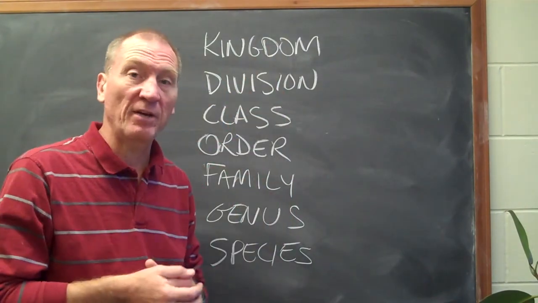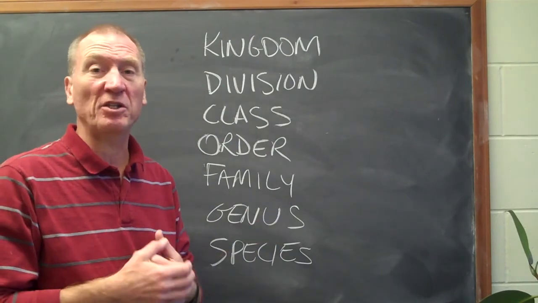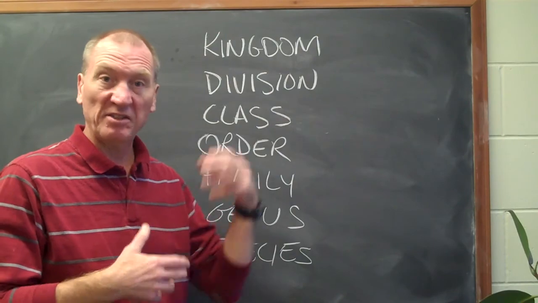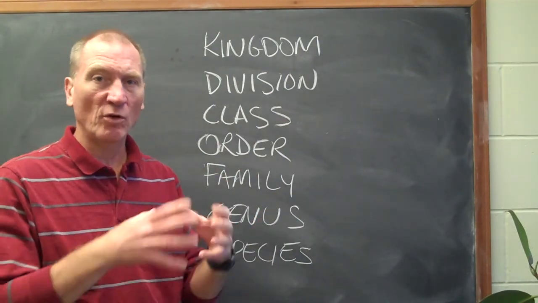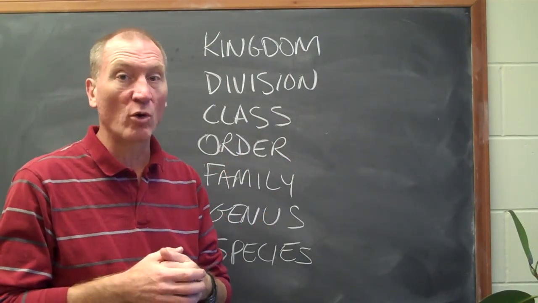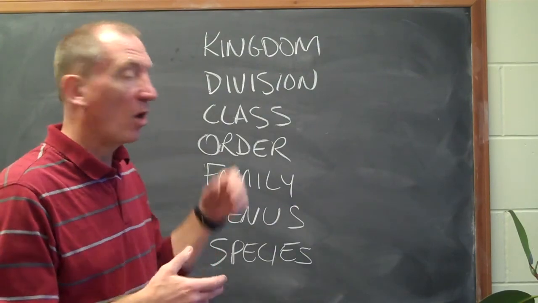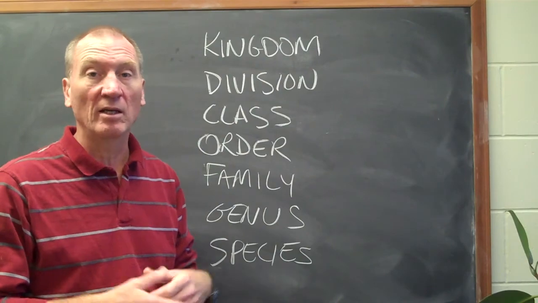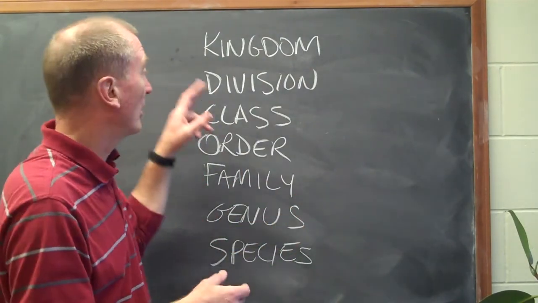Kingdom is the highest division, and that's where you get the division between, for instance, plants and animals and single-celled organisms. So very gross differences in organisms on Earth. So the kingdom we talk about in this class is Plantae, plants.